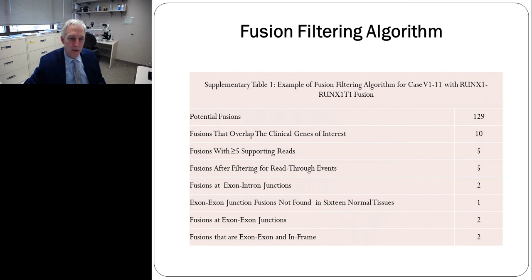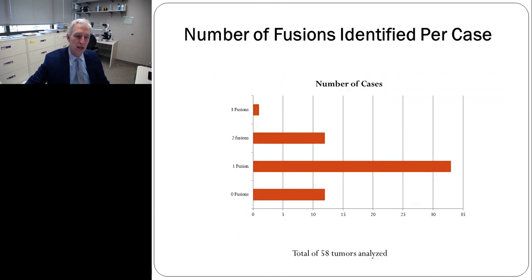If we then ask how many of those 10 fusions had 5 or more supporting reads, we got it down to 5. And we have other things we consider, for instance, is it ever seen in normal tissues? And is it an exon to exon in-frame fusion? So ultimately, we got it all the way down from 129 possible fusions down to just 2, which is very manageable. And actually, the 2 fusions were the RUNX1, RUNX1T1, and the reciprocal translocation. So the bioinformatics just works wonderfully to get it down to a manageable number. This slide sort of illustrates that.